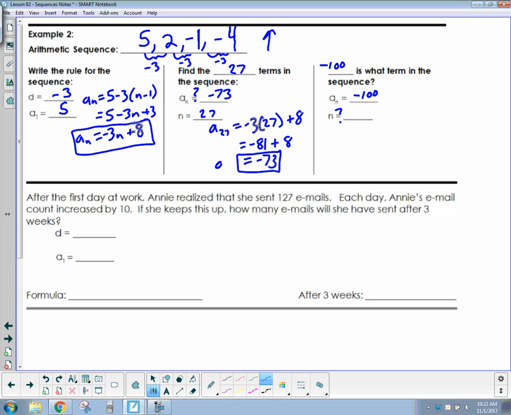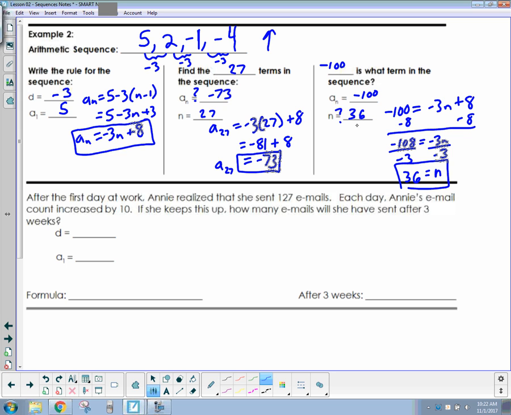Now this one we know the value, so we're going to make that negative 100 equal our equation for this sequence. And now we're looking for n, because we're looking for that term that has a value of negative 100. So subtract 8 from both sides. We get negative 108 equaling negative 3n. Divide by negative 3, and we get 36. Now remember, this makes sense. When you're looking for n, n should be a positive number all the time because it's counting up. If this answer was a negative, that means we messed up somewhere.